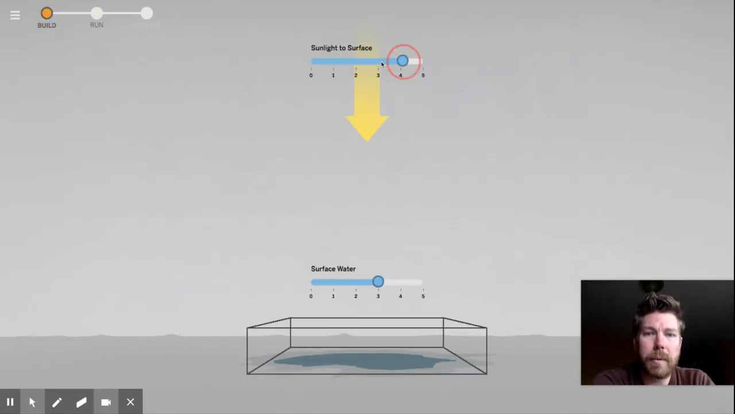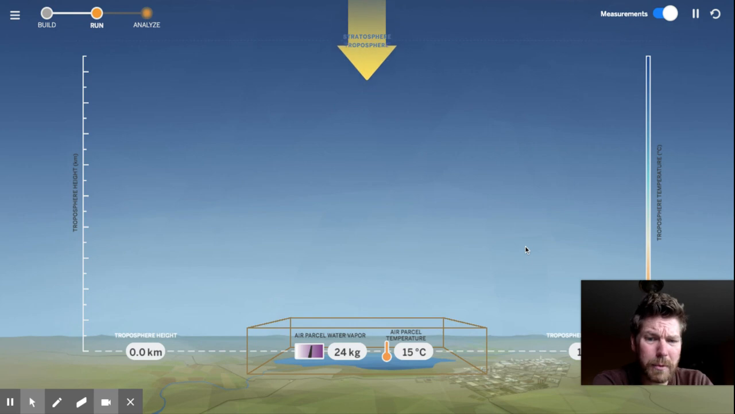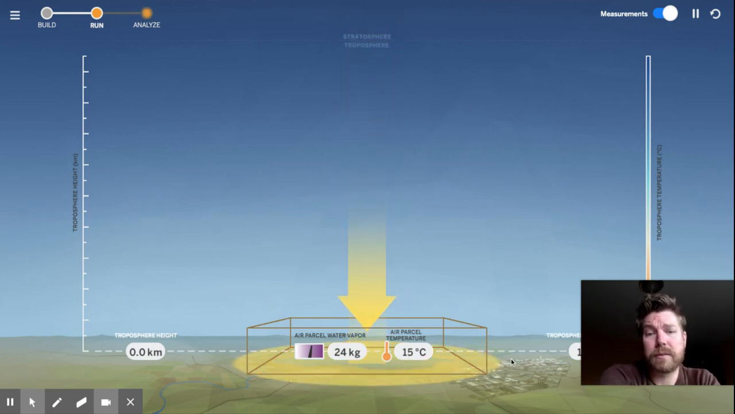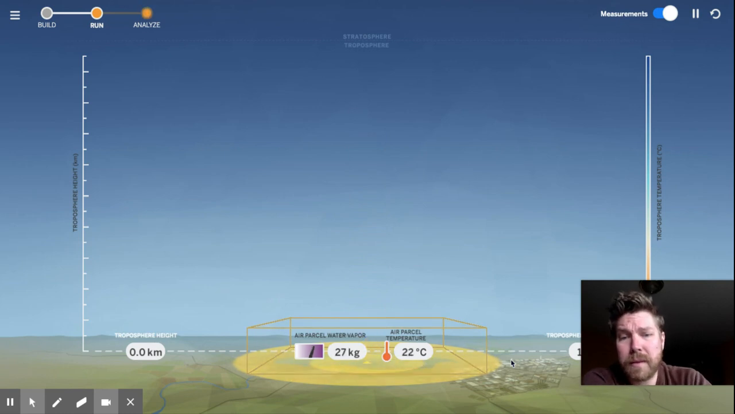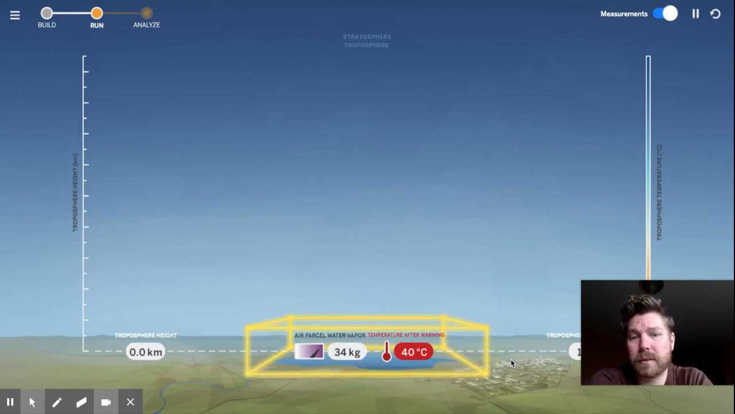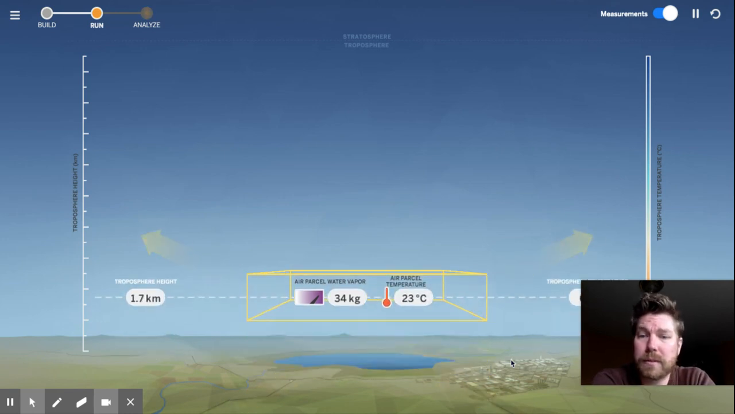And let's bump up that sunlight to the surface. We'll turn it all the way up to 5. And let's hit run again. Last time our air parcel started at 30 degrees Celsius. Let's see what it starts at this time. So the surface is now heating the air parcel above it. It looks like 40 degrees Celsius.